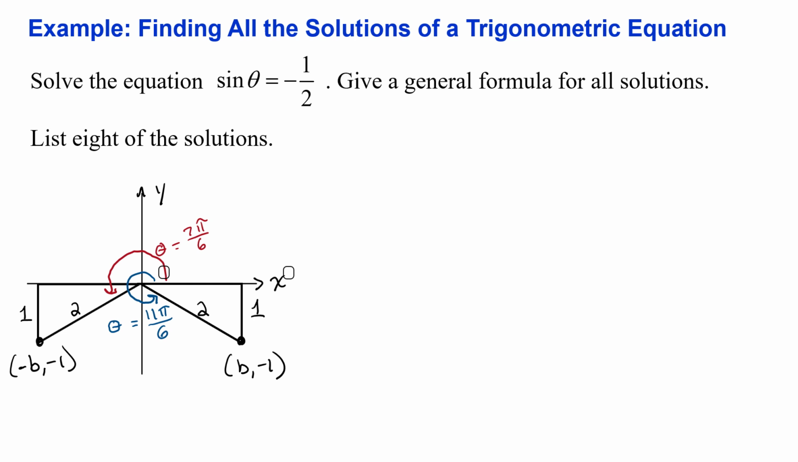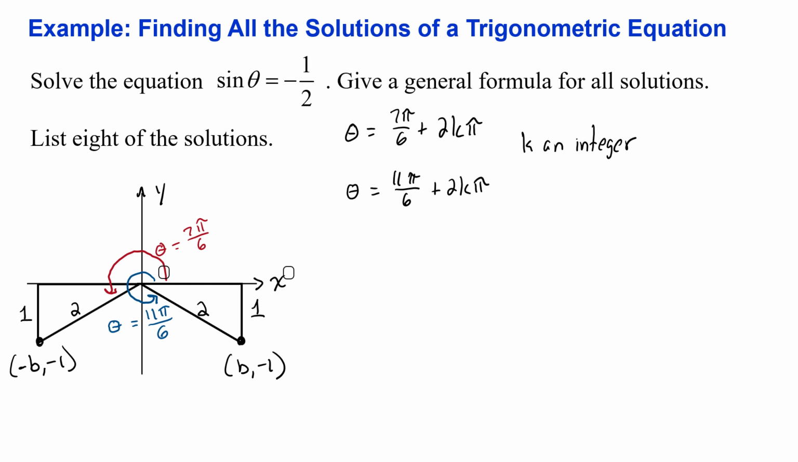Since we are told to give a general formula for all solutions, let's remember that the sine function has a period of 2 pi. So all solutions of the equation sine theta equals negative 1/2 can be written by the general formula theta equals 7 pi over 6 plus 2k pi, and theta equals 11 pi over 6 plus 2k pi, where k is any integer.